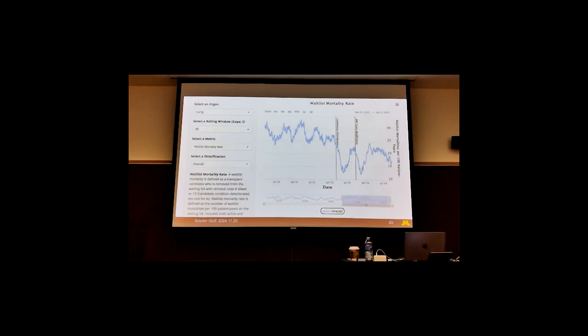This is the waitlist mortality rate. You can see it's kind of the inverse. This is the rate at which people are dying on the list. So right after the policies were implemented, we saw jumps, but it has continued to decline.